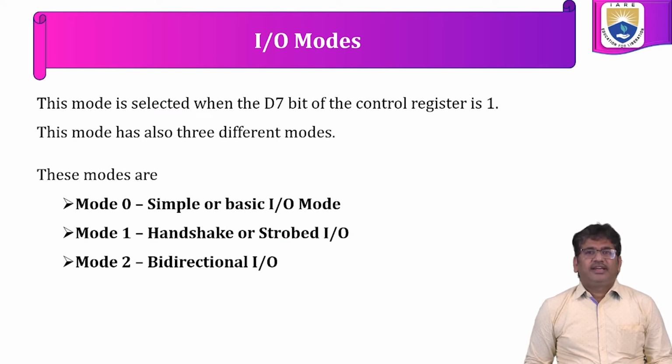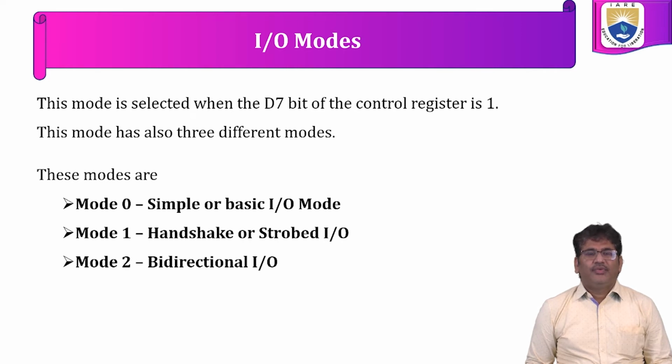This mode is selected by writing or programming the MSB bit, that is D7, of the control word register as 1. This mode has again three different modes of operation. That is mode 0, we'll call as simple or basic IO mode. Mode 1, handshake or strobe IO mode. Mode 2, bidirectional strobe IO.